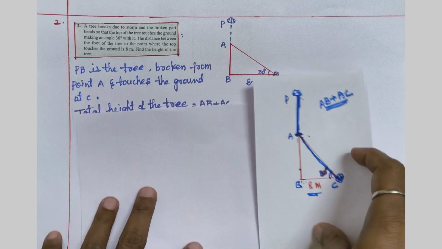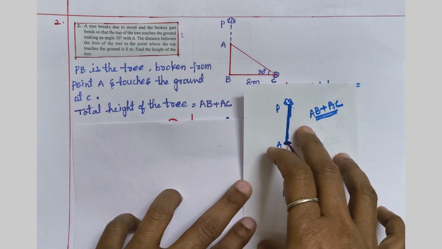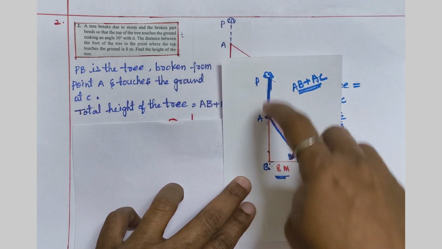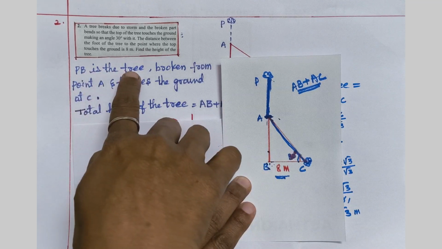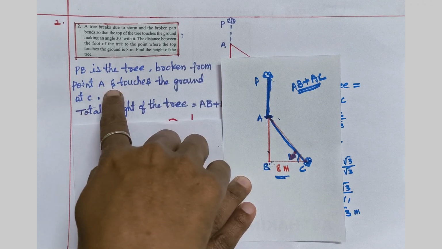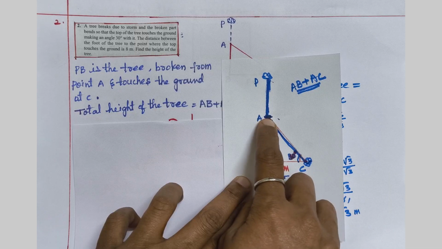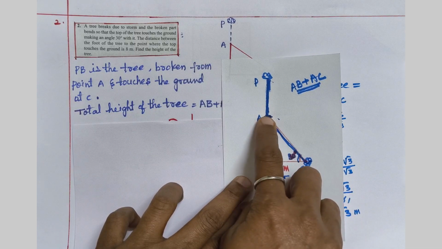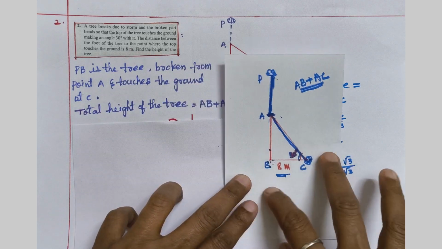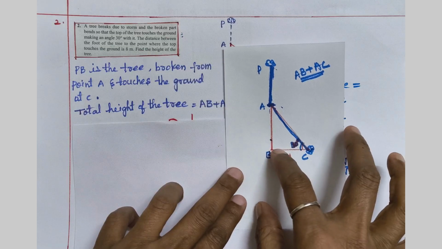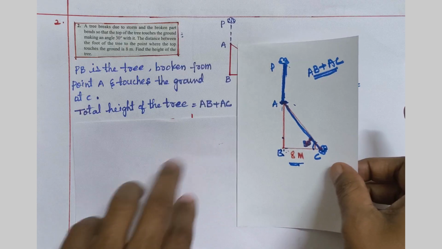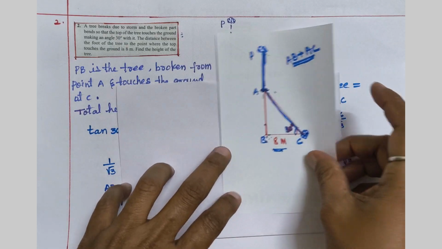Okay. First we will write 2-3 sentences. What is the full overall height? PB is the overall height, PB is the tree. Next, the tree is broken from point A, and the top touches the ground at C. You write the sentence. Next, to find the total height of the tree, we find AB height and AC height, and we will get the answer.